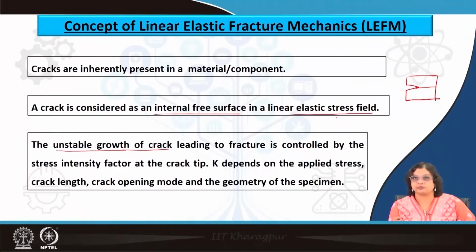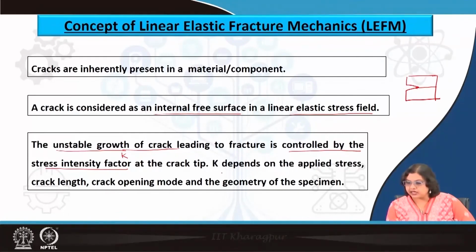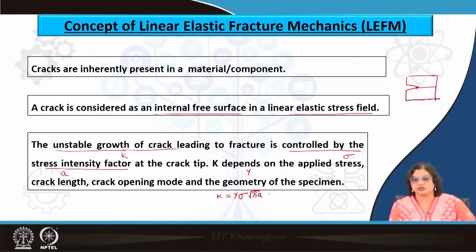This is another thing which is very important for fracture mechanics. Here, when we say something is plastic, it means there is permanent deformation. When something is elastic, that means it is like a brittle one. Okay. So, this unstable growth of the crack is controlled by the stress intensity factor. We have seen that K value, and K depends on the applied stress, crack length, crack opening mode, whether it is mode 1 or not, and the geometry of the specimen. So, basically K is given by y sigma root over pi a. That is how the entire concept of linear elastic fracture mechanics stands.